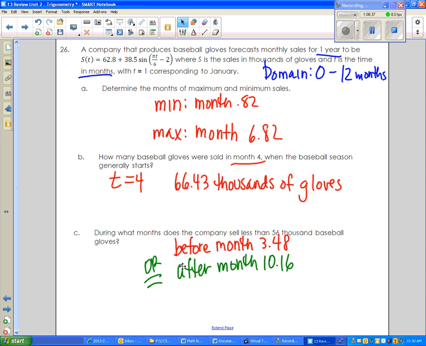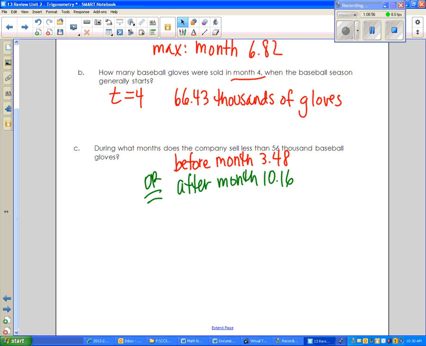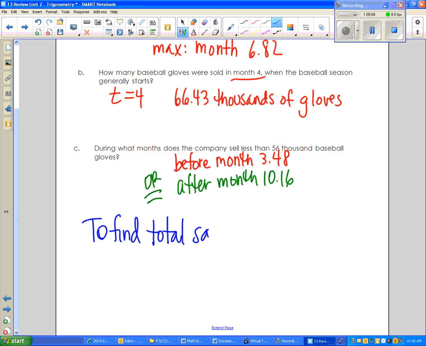Now, another question that's going to be asked of you is to figure out the total sales for the year. And there are a couple different ways that you can do this. I can figure out the total sales in January by plugging in t equals 1 and getting a y value. I could do it for February by plugging in 2, for March by plugging in 3, and then adding up all those values. An easier way to do this, and I'm putting this on here because there is a question like this on the test. So to find the total sales for the year, and this is just an estimate.